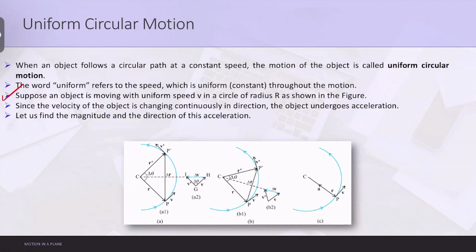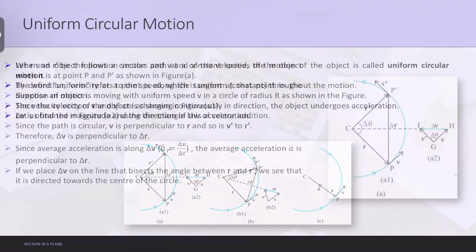Suppose an object is moving with uniform speed v in a circle of radius r, as shown in the figure. Since the velocity of the object is changing continuously in direction, the object undergoes acceleration. Clear? Let us find the magnitude and the direction of this acceleration. Finding the direction is very, very important because it requires a little bit of detailing. Okay, let us move forward.